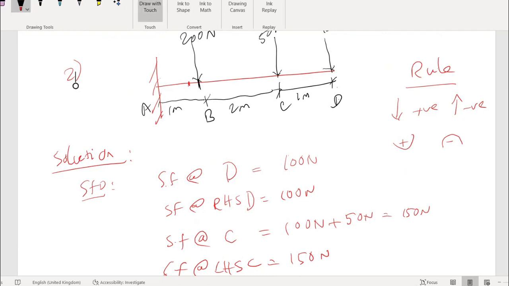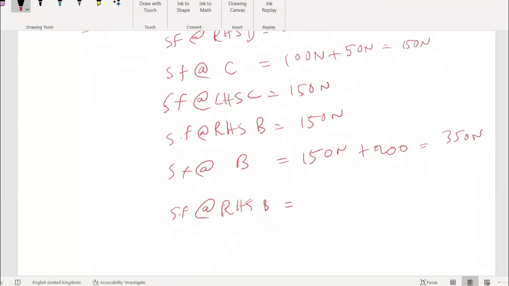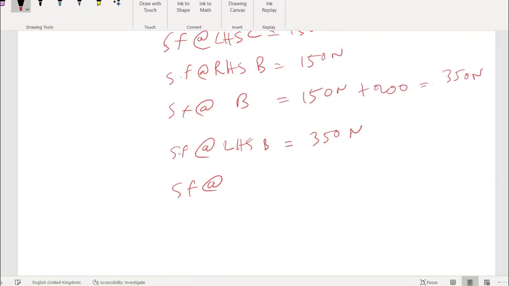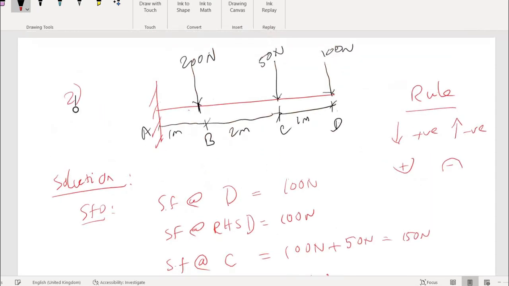So the right hand side still maintains 350 newtons, and then at the right hand side of A, it still maintains the same. Why? There is nothing to change, there is no other load. At this point you reach 350, it's still going on until A. Until this point there is nothing to change, so you still maintain 350 here and 350 here. That is what is written here.